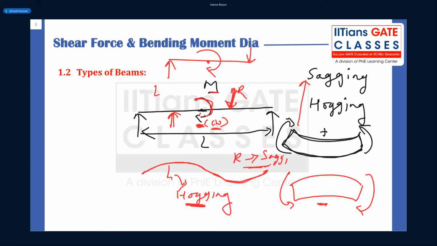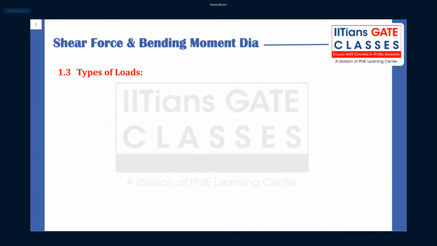Very few people understand how we decide the sign of bending moment for a point moment. If you come from this side till this point, it is negative, and from this point to this point it is positive. So now you understand how the same point moment behaves as negative on the left side and positive on the right side.